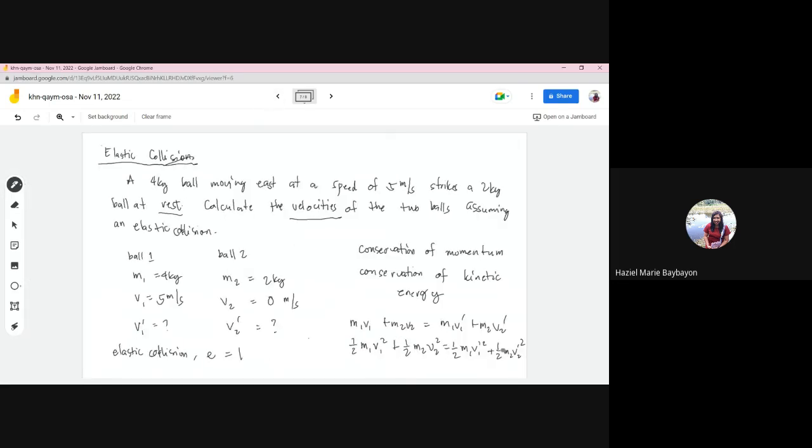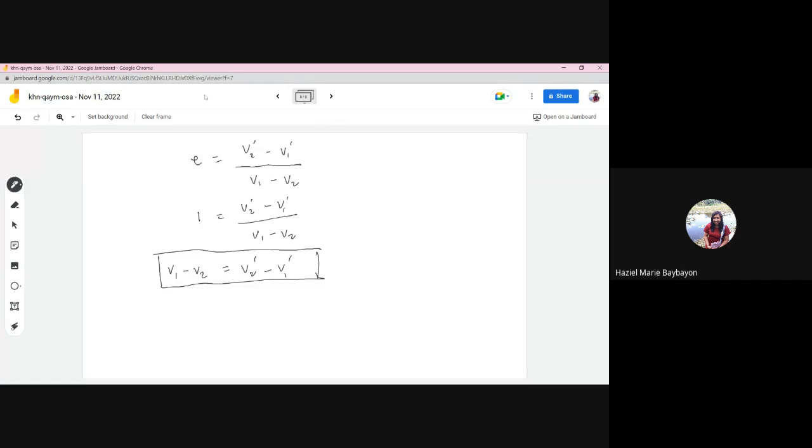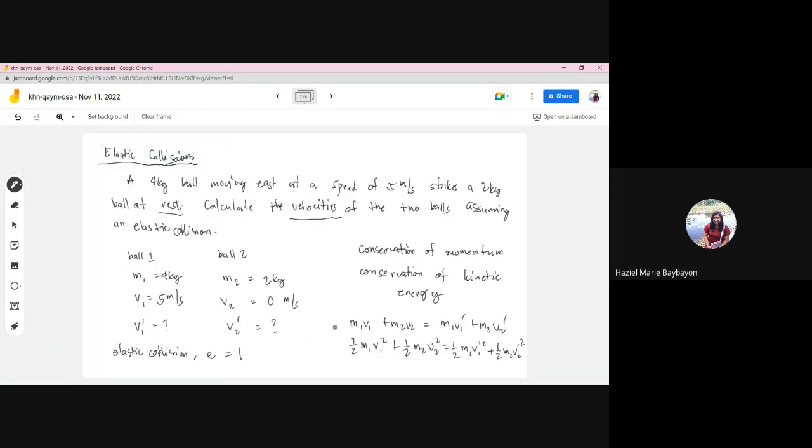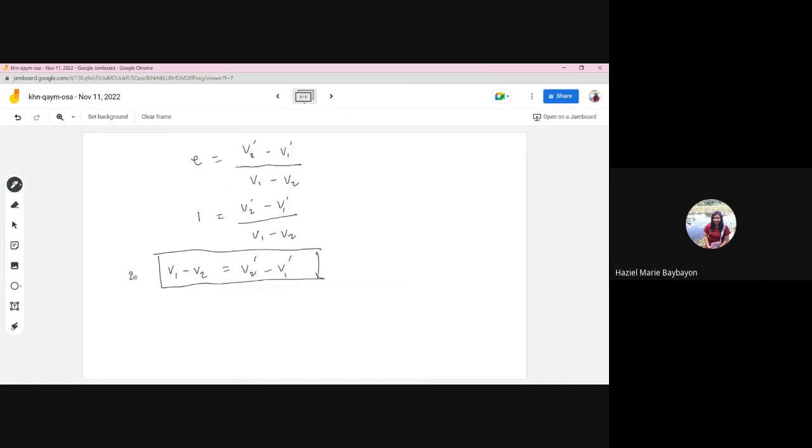If we use systems of equations, we would end up using a quadratic equation here. So it is better to use the coefficient of restitution instead. Anyway, it is derived from this. Okay? So let's use this and the coefficient of restitution. So you have equation number 1, this one, and then this will be our equation number 2.